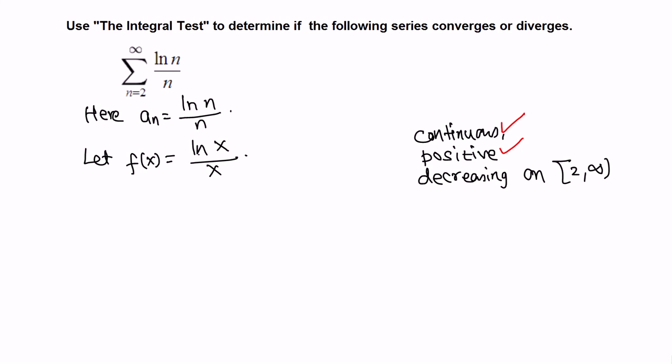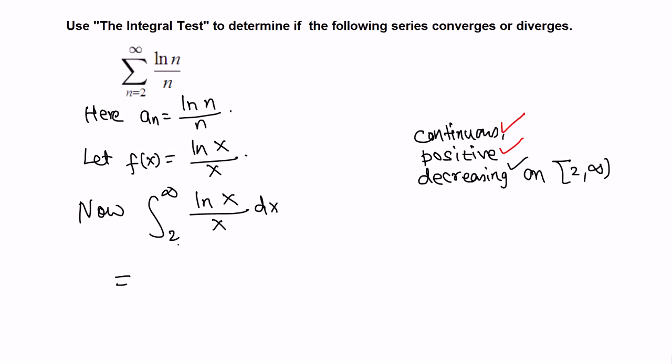Natural log of x over x, which one grows faster? If you graph these two functions, when x is very big, the bottom gets bigger than natural log of x. When the bottom gets bigger than the top, that means the function is decreasing. So this is decreasing on 2 to infinity. Now this satisfies all three conditions needed for the integral test, and we find the improper integral from 2 to infinity of natural log of x over x dx.